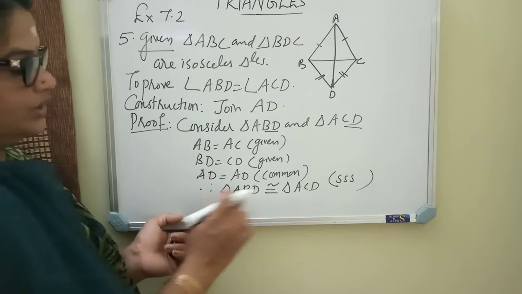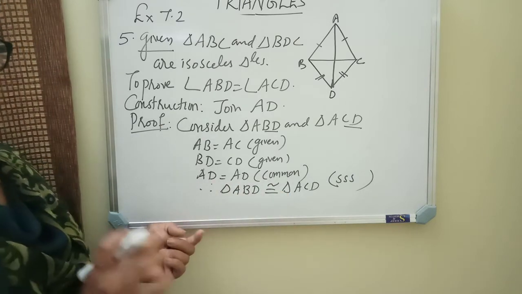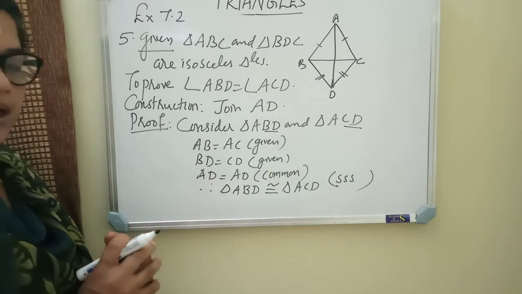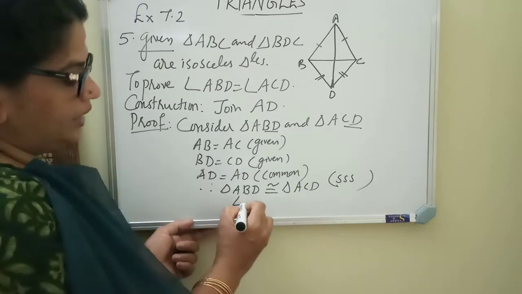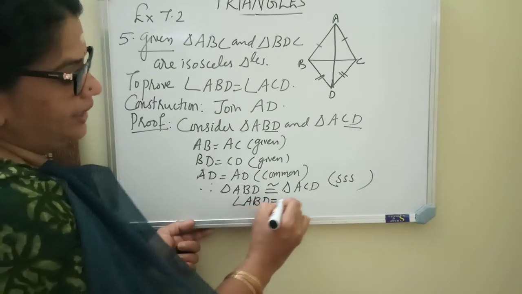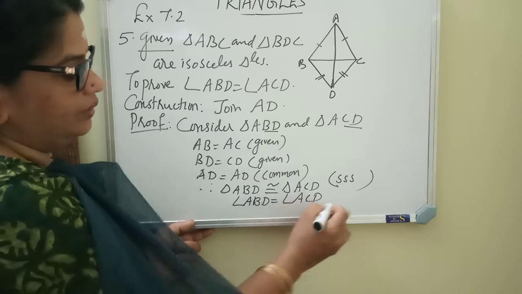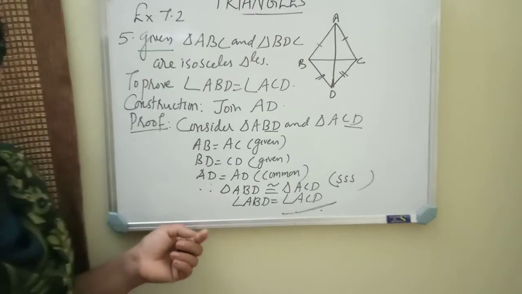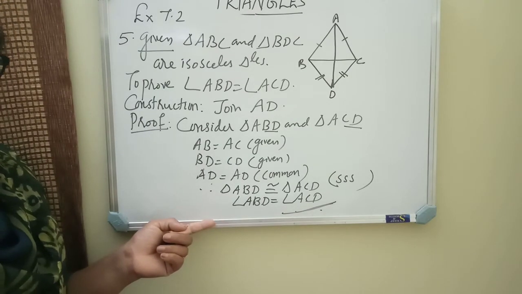Okay. So these two triangles are congruent, means automatically their corresponding parts are equal. So what about angle ABD? That is same as angle ACD. That only they ask you to prove. Hence the proof. Okay. Understood clearly?